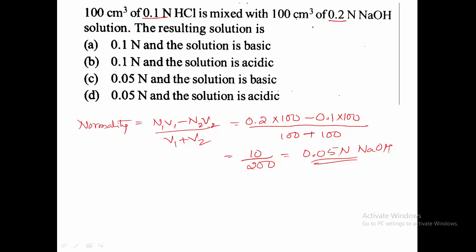This is the resultant solution. And so if we observe this, 0.05 N NaOH ಅಂತ ಹೇಳಿದ್ರೆ it is slightly basic in nature. So which option is right here? Option C, that is 0.05 N, and the solution is basic. Okay, so that is the answer.